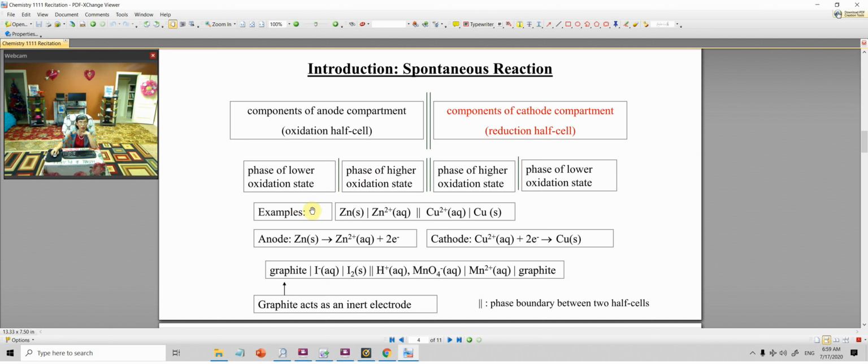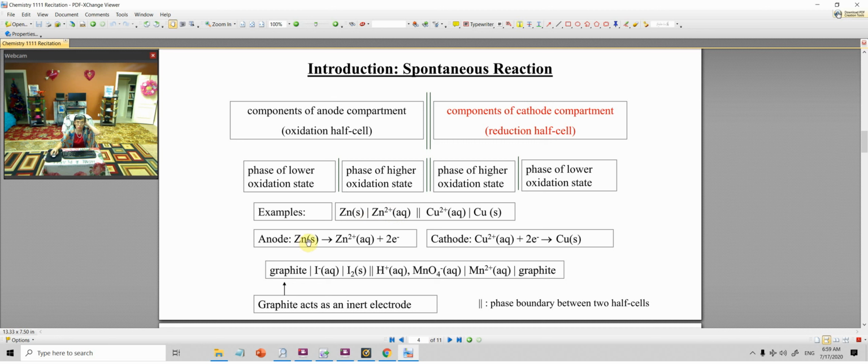The same way for your anode side, you have lower to higher oxidation reaction, and for the cathode, higher to lower reduction. The example will be, you put a double straight line, so you have your copper 2 plus aqueous, single straight line, and copper solid. This is your cathode compartment. So on the anode compartment, place your higher oxidation number species closer to your double straight line, and then use a single straight line to separate your solid and aqueous solution.